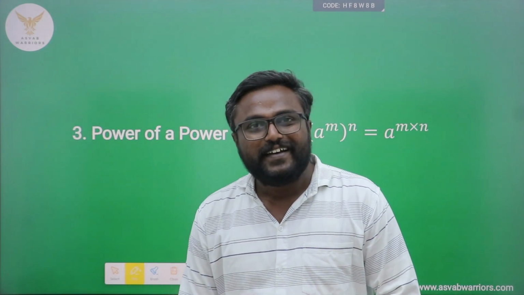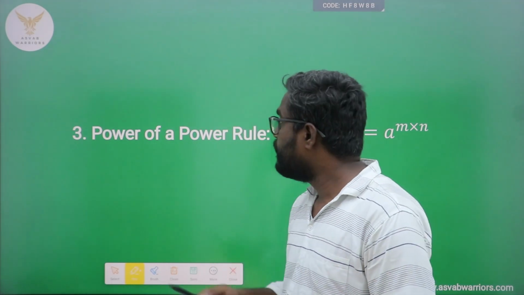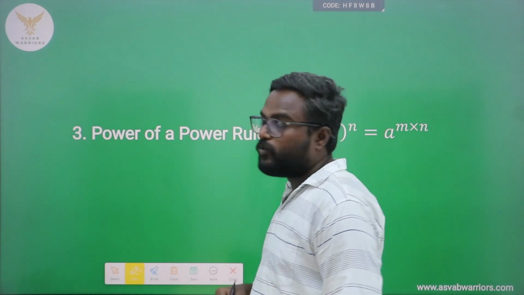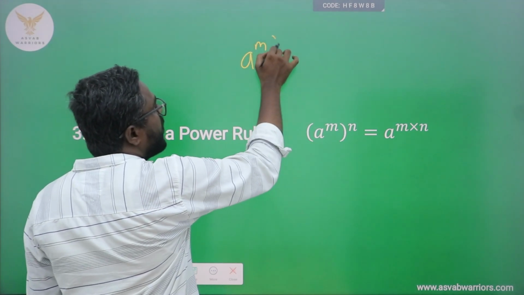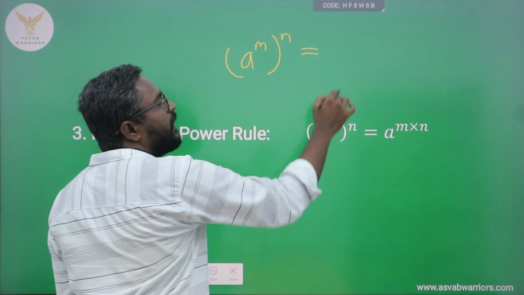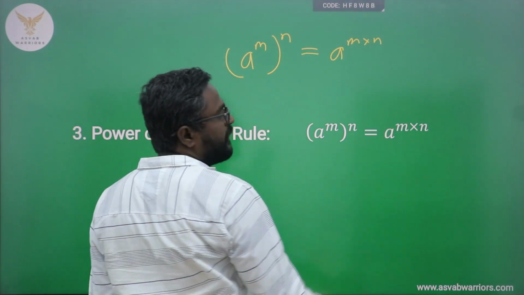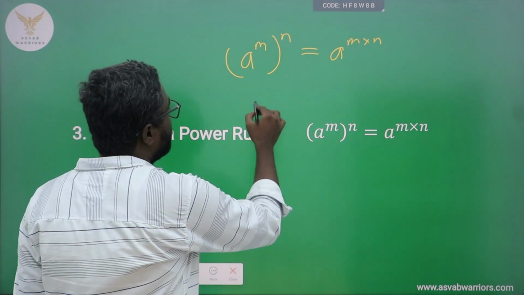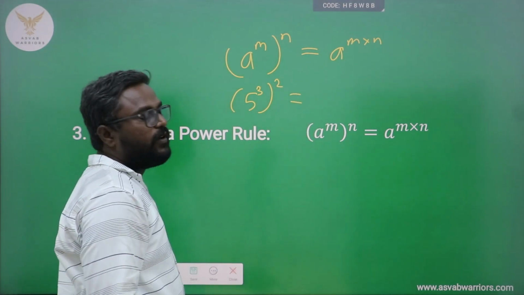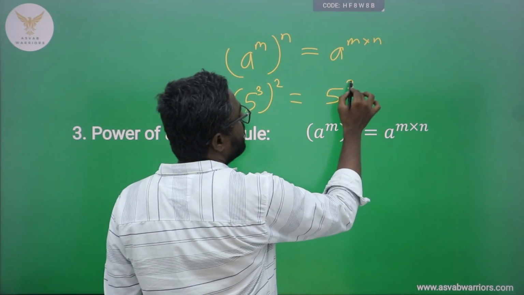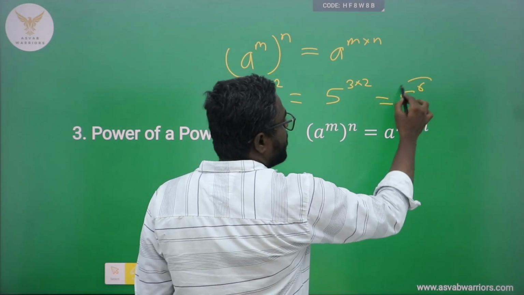Let us move on to the third rule of the exponent, which is also very important. Power of a power rule. So what does that mean? If there is something like this, a to the power m to the power n will be equal to what? A to the power m times n. Let me give you an example. 5 to the power 3 to the power 2 will be equal to 5 to the power 3 times 2, which is nothing but 5 to the power 6.